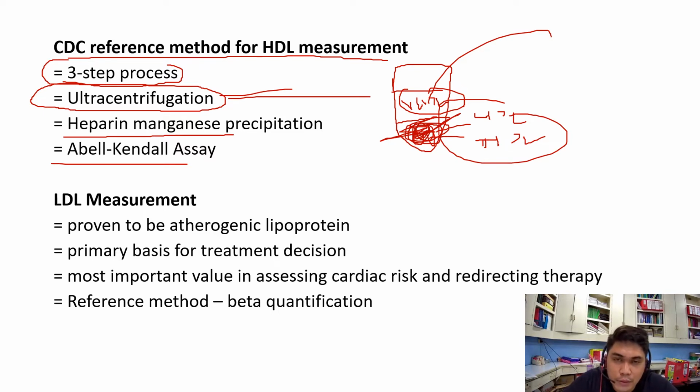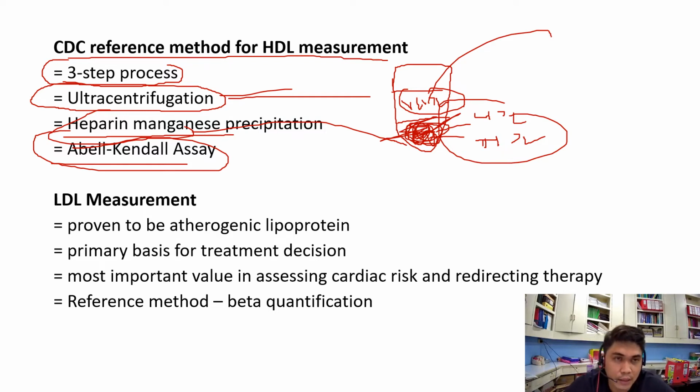After that, we add heparin manganese to the infranate. The purpose of adding the heparin manganese to the infranate is to cause precipitation of LDL cholesterol. Next is to measure HDL cholesterol, or the cholesterol component of your HDL, using the Abel-Kendall assay. So for chemical precipitation, it's a two-step process.